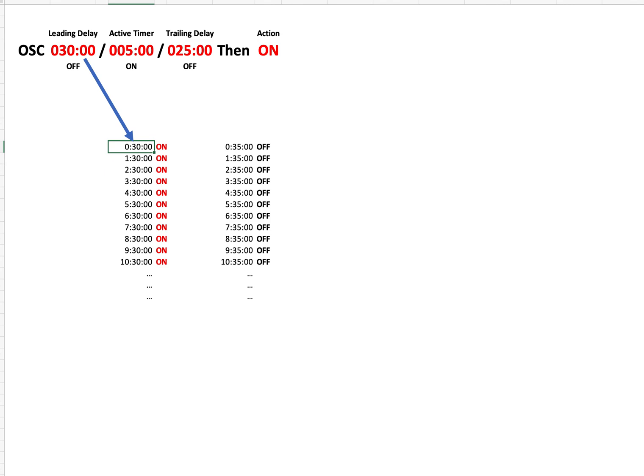This can be really useful when you have multiple devices running on the same cycle, but you want to stagger them so they don't run at the exact same time. Good examples would include dosing pumps or powerheads.